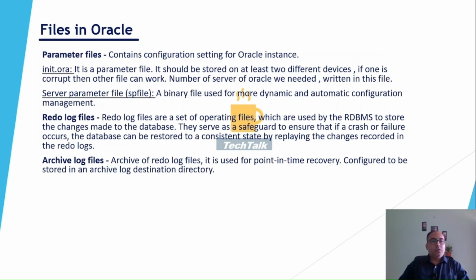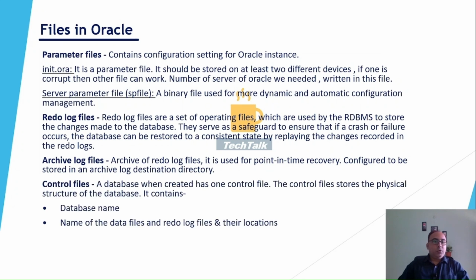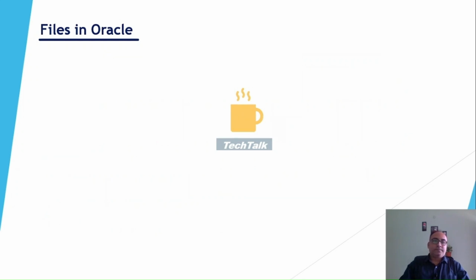Archive log file. It's a kind of redo log file. It is quite useful at the time of recovery. It can be configured at the archive log destination directory. Then control files. When a database is created, it has one control file. The control file stores the physical structure of the database, like database name, names of data files, redo log files, and their locations. All these get stored in control files.